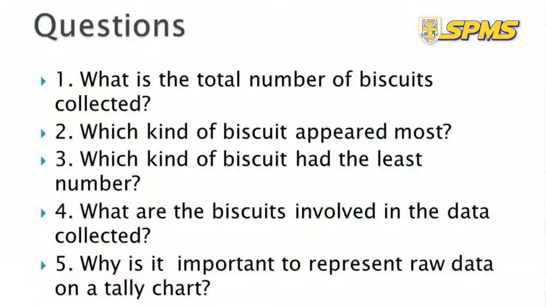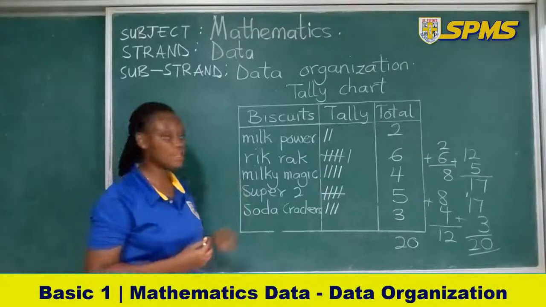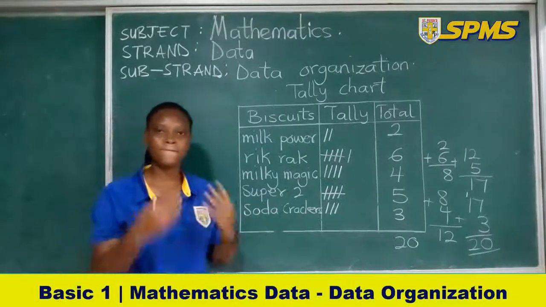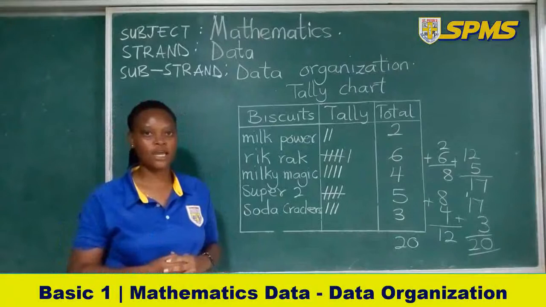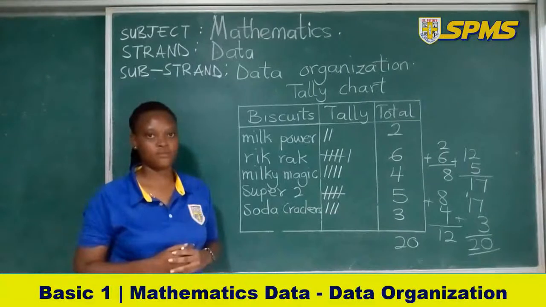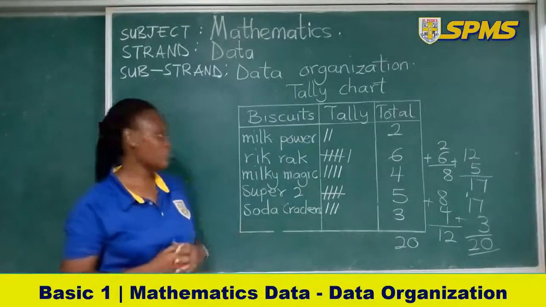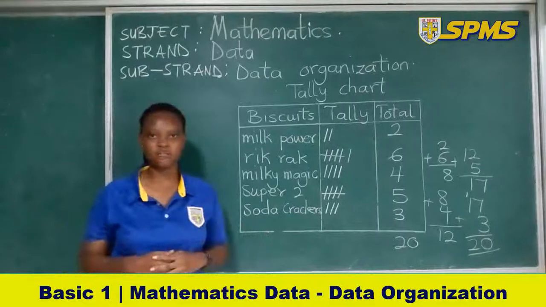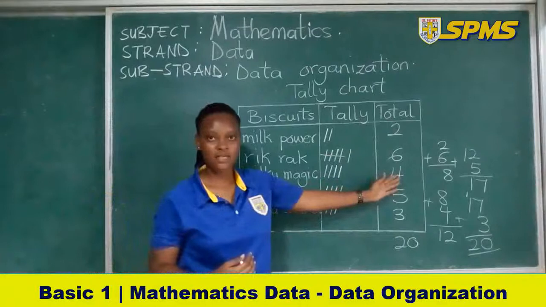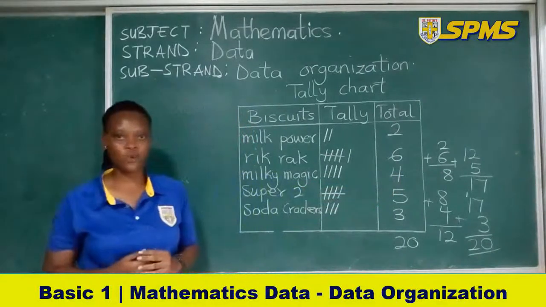Good. Now, why is it important to represent raw data on a tally chart? So we represent raw data on a tally chart to make our data meaningful and also to make it easy to read. For example, if I should ask you the number of Milky Magic biscuits we had, you can tell me the answer by looking at our total.